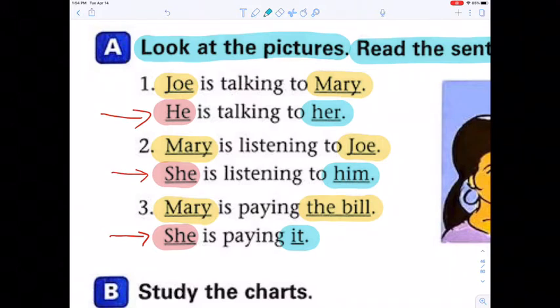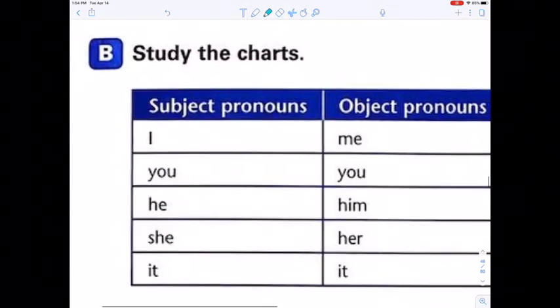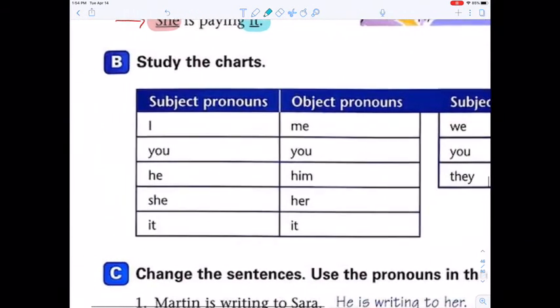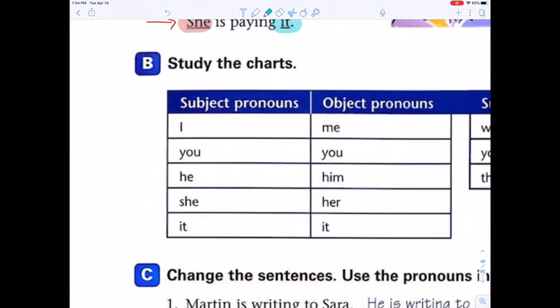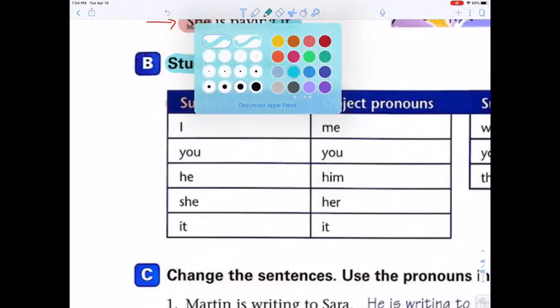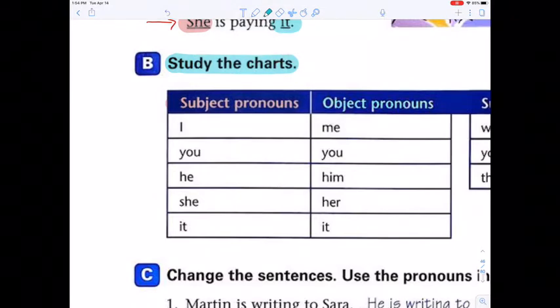She's paying it. Okay? So if we take a look here, the yellow is for nouns, the red or pink is for subject pronouns, and the blue is for object pronouns. So let's study the charts. We have some subject pronouns, and we have some object pronouns.